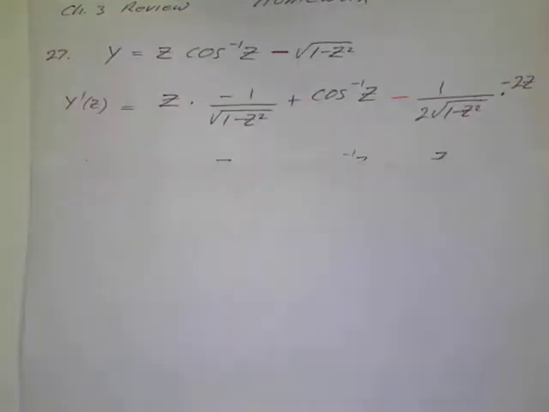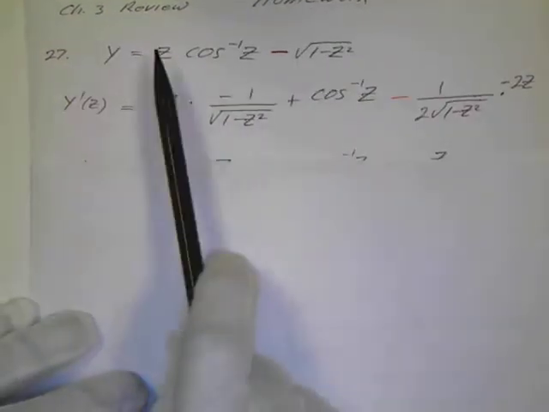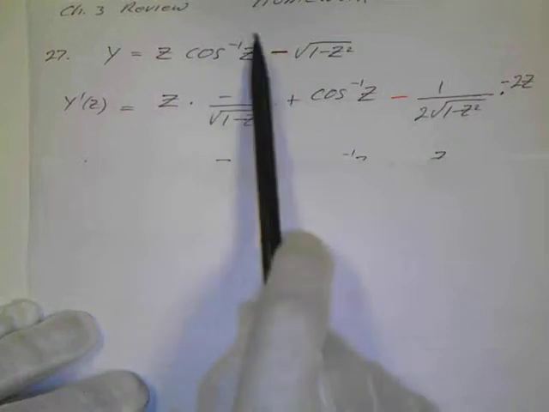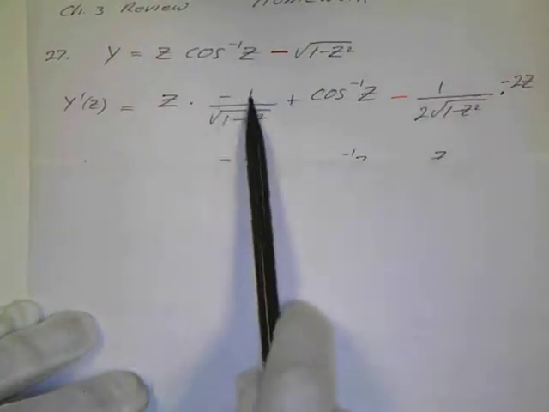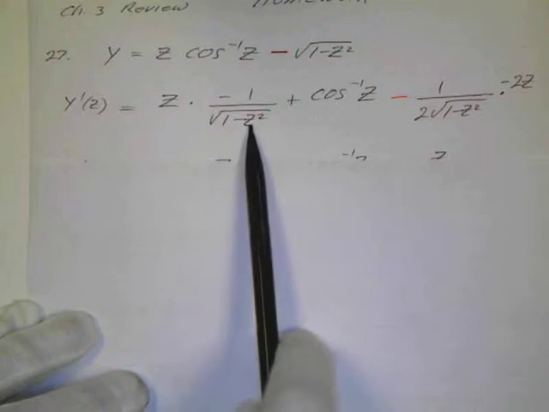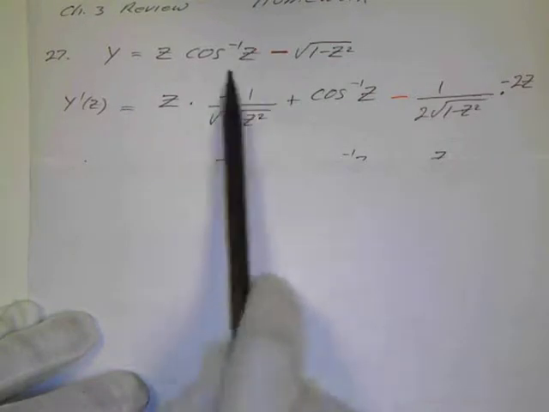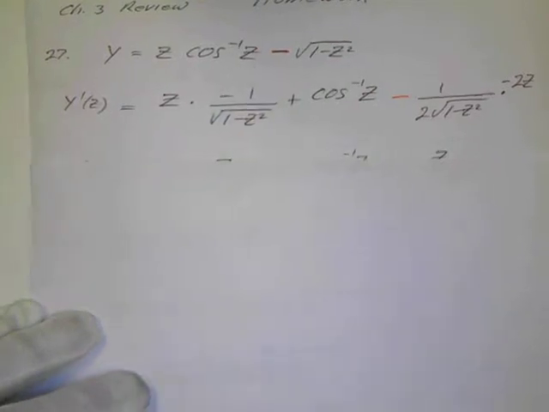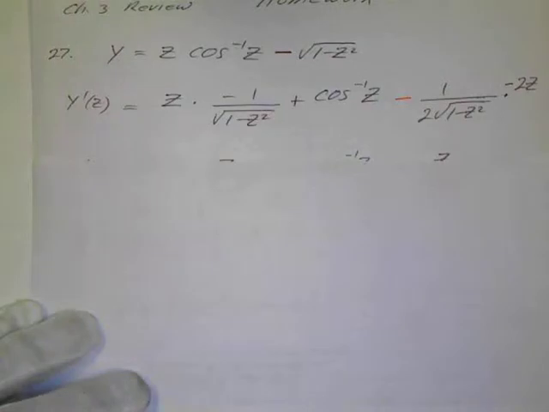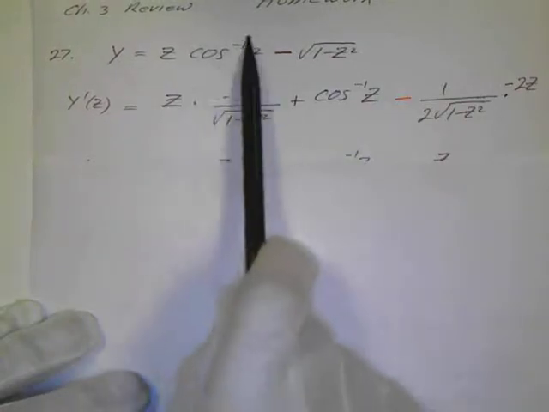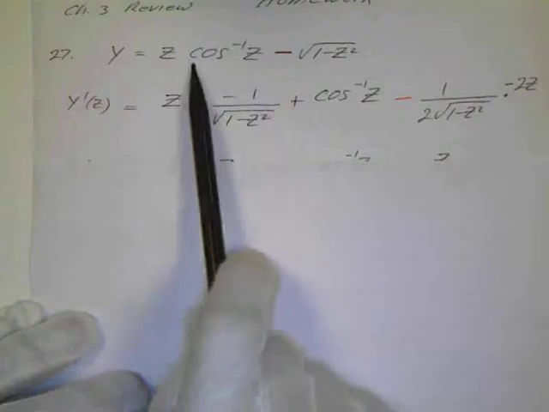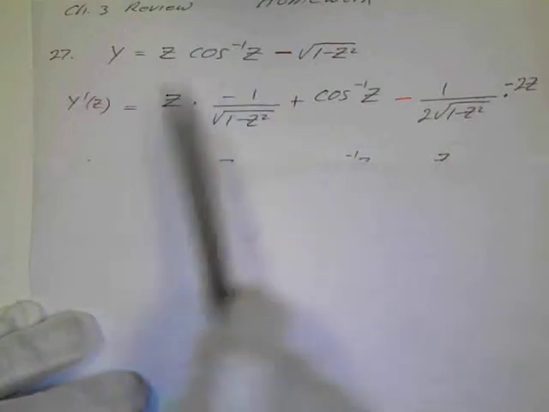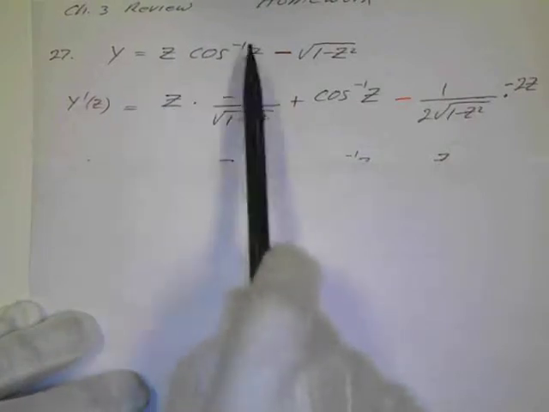So if we look at this, the first is z times the derivative of the inverse cotangent of z, which would be negative 1 over the square root of 1 minus z squared. Okay, now remember that's just z, so that goes in there. There's no chain rule involved. Okay, plus the second, which is the inverse cosine of z. Okay, again, that's z inverse cosine of z.